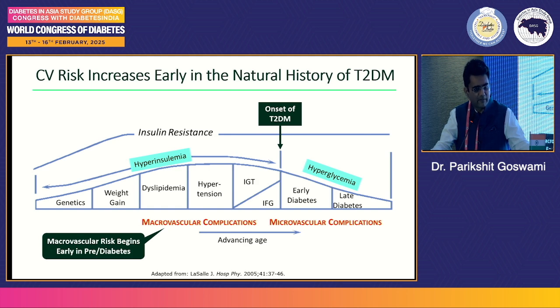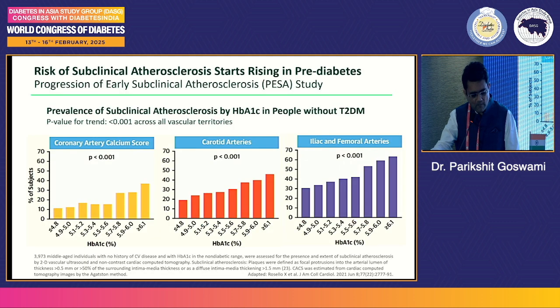Even before the patient has high blood sugar, the macrovascular risk begins early, in the pre-diabetes stage. This important study, the Progression of Early Subclinical Atherosclerosis, the PESA study, shows important aspects. There is a linear correlation between blood sugar level, here HbA1c, and the percentage of patients having subclinical atherosclerosis at the level of carotid arteries, iliac and femoral arteries, and they also looked at coronary artery calcium score. So with every bit of rise in HbA1c level, you will have atherosclerosis. So again, a vascular issue.